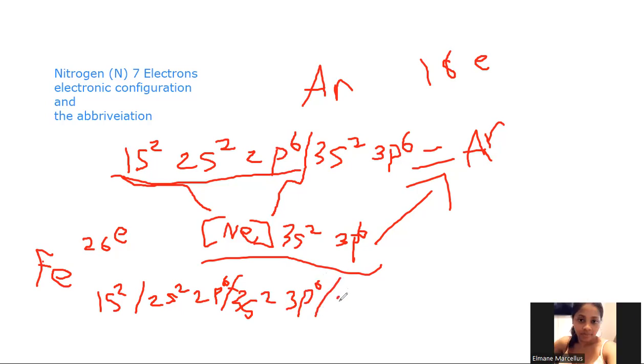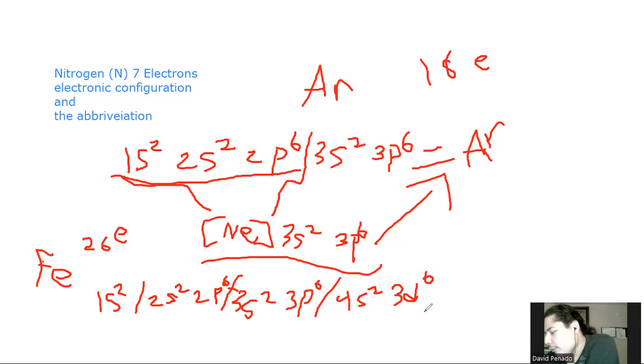4s2, and 3d6. Did everyone get that? Yeah.